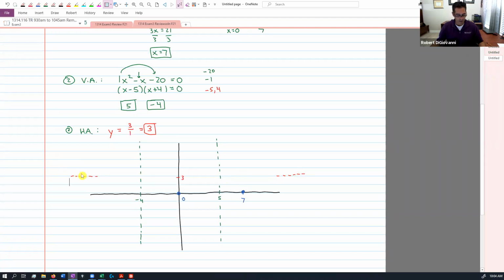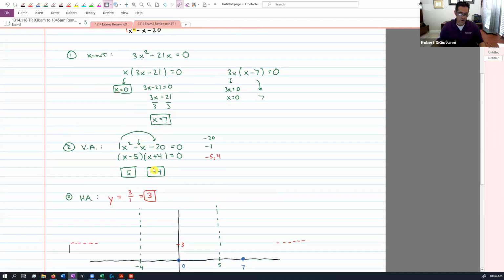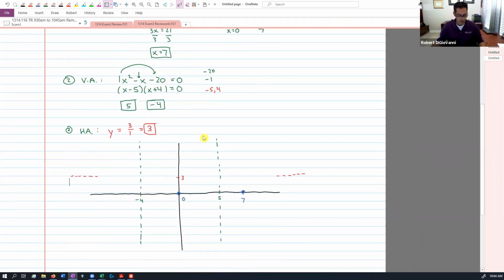There's my magnet that pulls my function towards it. Now I need test points. I'm gonna have 5 test points because I have 2 x-intercepts and 2 verticals. So that's a total of 4. So I need 1 more test point.